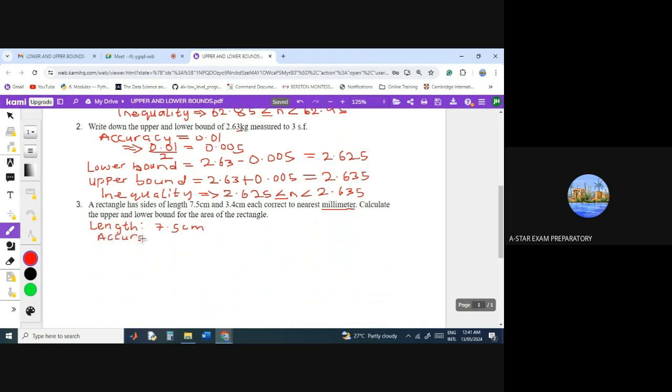Accuracy is equals to 0.1 centimeter. The reason for this is that we know that 10 millimeters makes 1 centimeter. So 1 millimeter will be equals to 0.1 centimeter. So from here, we'll now say 0.1 divided by 2. So this gives us 0.05 centimeter.